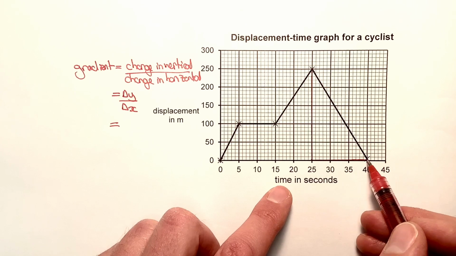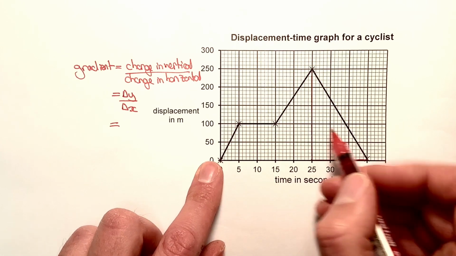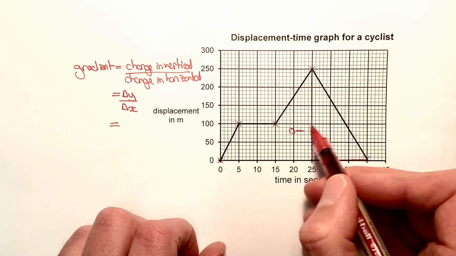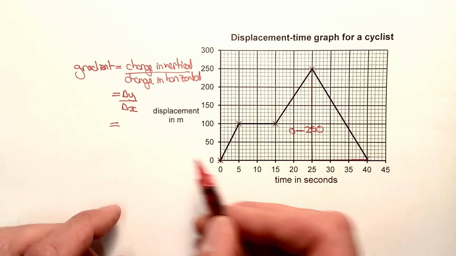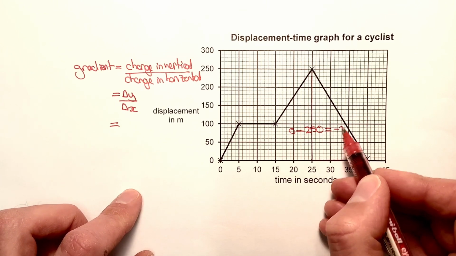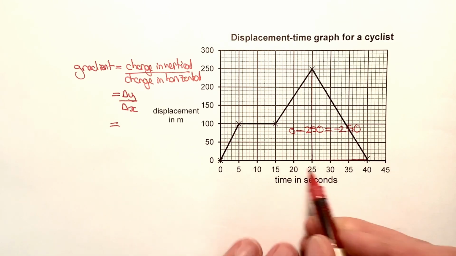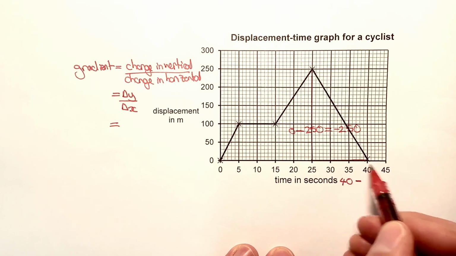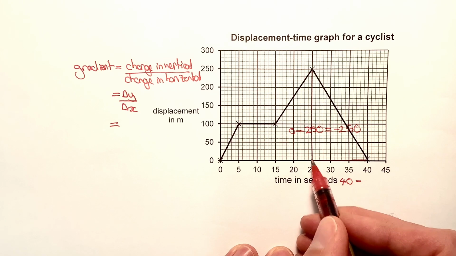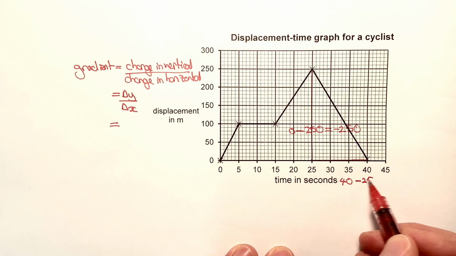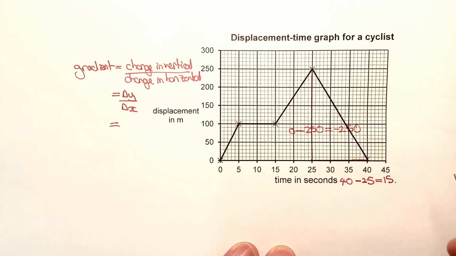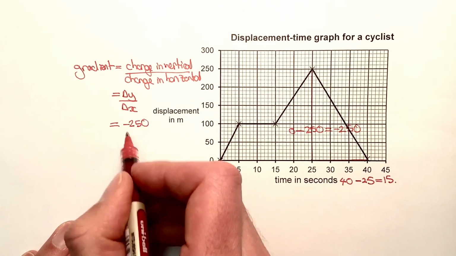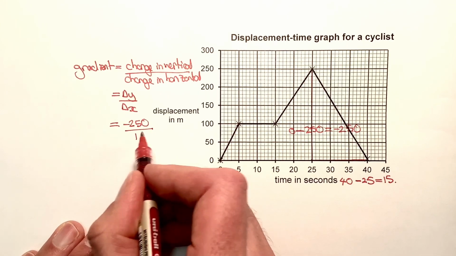And I'm going to do the final value in the vertical, which is 0, minus the starting value in the vertical, which was 250. And that would give me minus 250. And then I need to do the final value in the horizontal, which is 40, minus the starting value in the horizontal, which is 25. And that's going to give me 15. And now I can do my minus 250 divided by the 15.